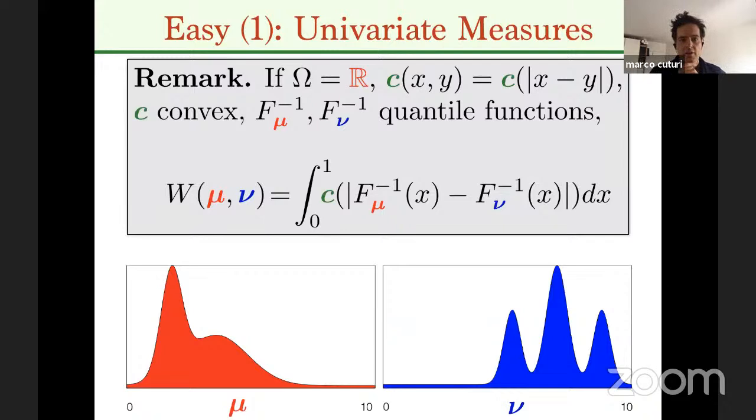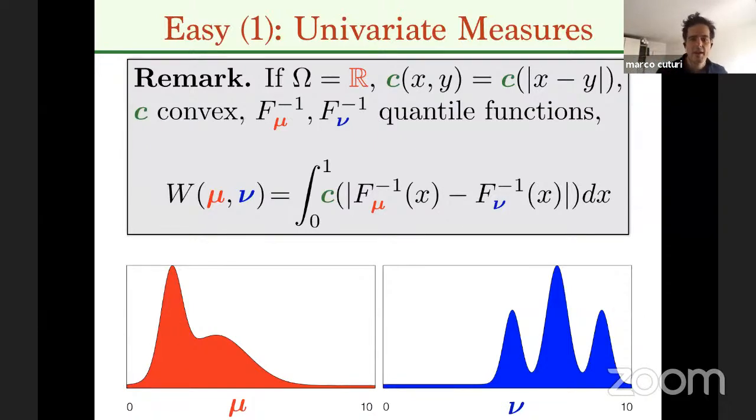But the statement is as follows: if you are comparing distributions on the real line, and if your cost is well behaved, in the sense that it is a convex function of the difference between two points on the real line. So this could be, for instance, any cost function c(x, y), which is a univariate function of the difference x minus y. It's basically any function that takes the difference between x and y and applies a convex function on top of it.